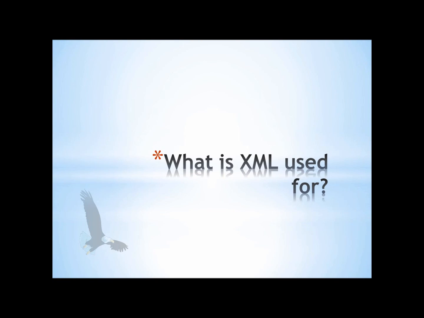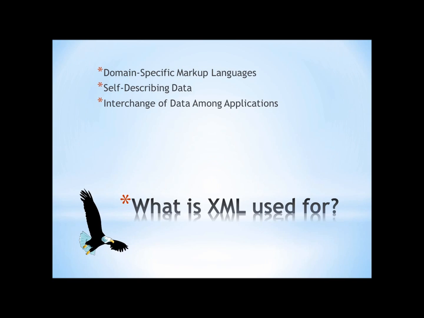So what is XML used for? And there's a lot of things. We're going to look at some domain-specific markup languages. We've talked about those a little bit. It's also used for self-describing data. And then one of the most important things it does is the interchange of data among applications or between different kinds of applications. And of course, you can also use it for web pages, which I know a bunch of you want to do.